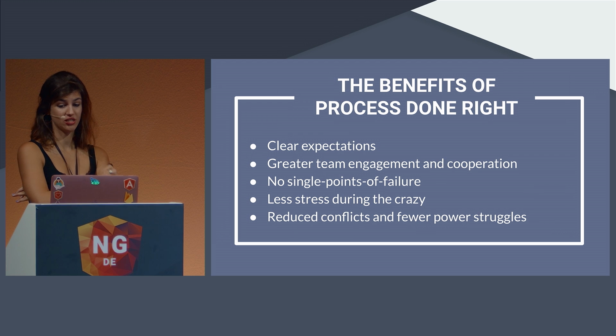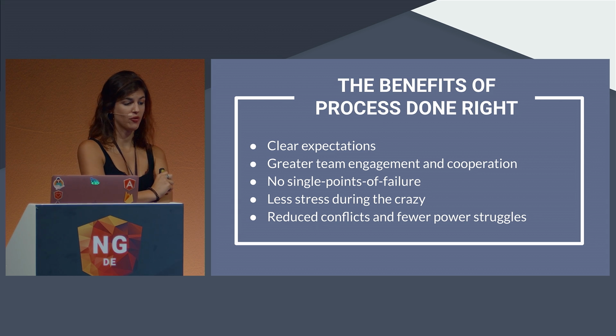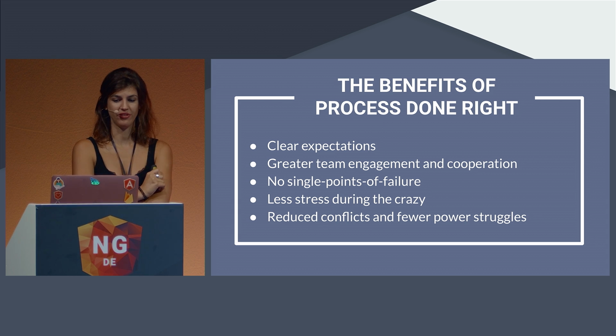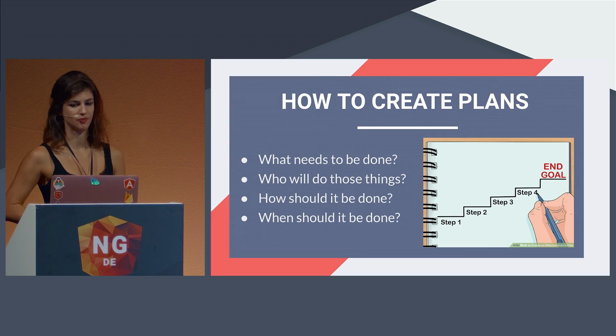The quotes I just read are from the Capability Maturity Model Integration for Development, which is a process framework that you can look up later. It's CMMI. If process is done conscientiously and deliberately, process can mean clear expectations, greater team engagement and cooperation, no single points of failure, less stress during the crazy times, and the reduction of conflicts and power struggles. Let's talk about some super easy things you can do to integrate good process in your teams.